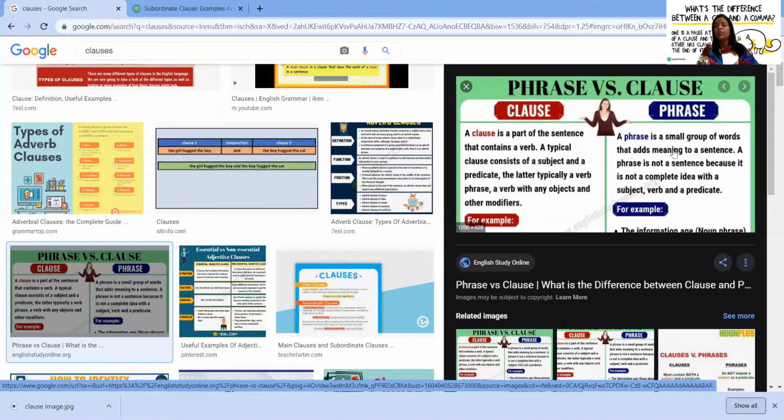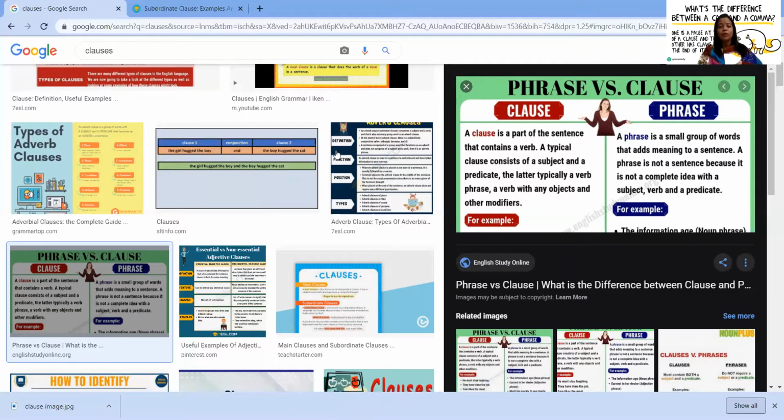Now, what is a phrase? A phrase is a small group of words that adds meaning to a sentence. A phrase is not a sentence because it is not a complete idea with a subject, verb, and a predicate. Okay, so this you all have to remember. Don't forget it.